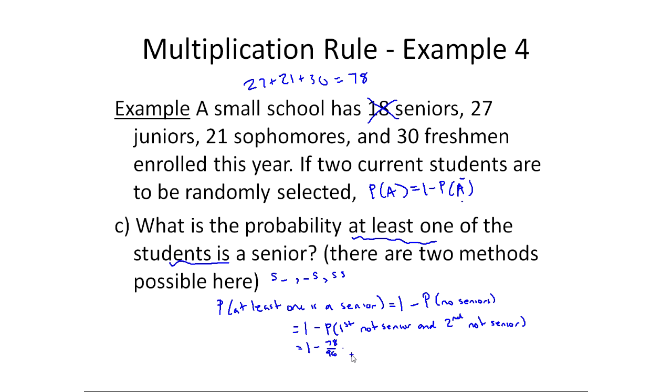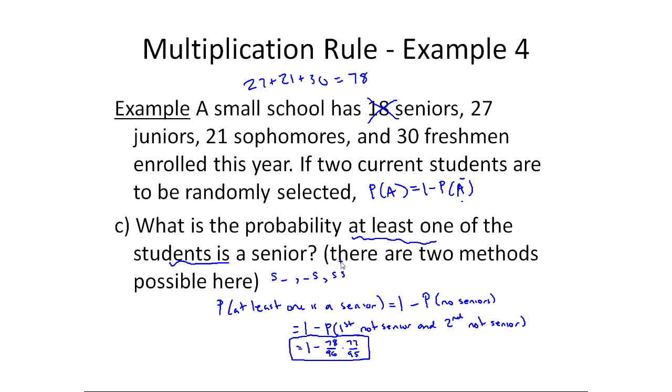And then times, well, if the first person picked is not a senior, and so probably the second's not a senior. Well, we already picked one that's not a senior, so it'd be 77. And so this calculation will give you your final answer. So we're using the complement here.